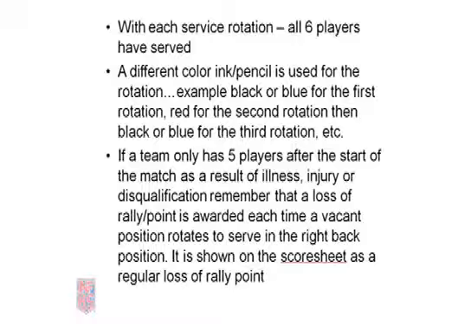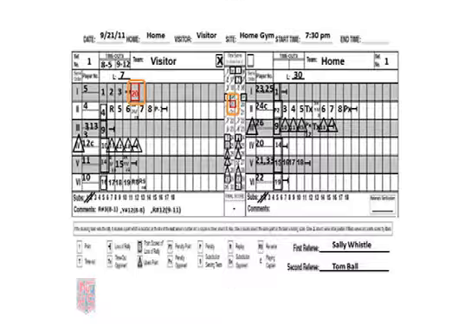If a team only has 5 players after the start of the match as a result of illness, injury, or disqualification, remember that a loss of rally point is awarded each time a vacant position rotates to serve in the right back position. In red ink or pencil, record the loss of rally point 20 to visitor.